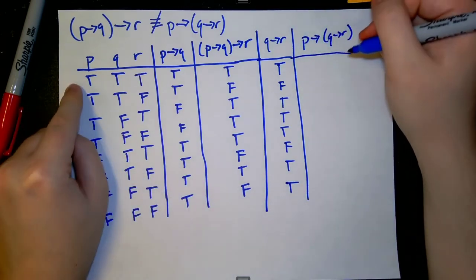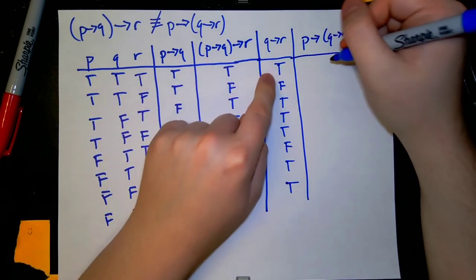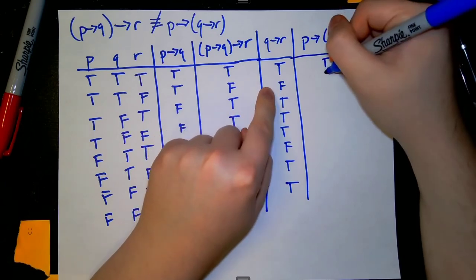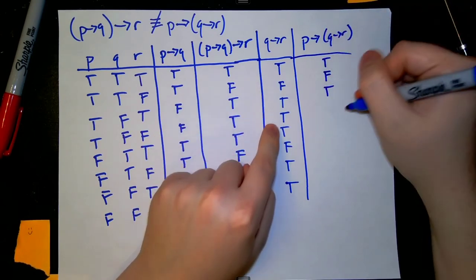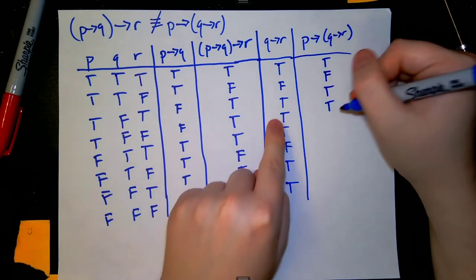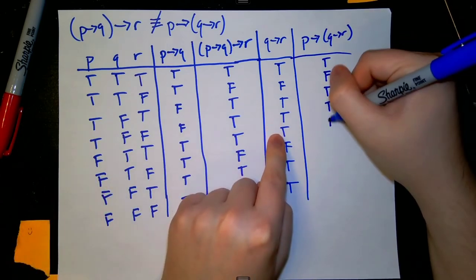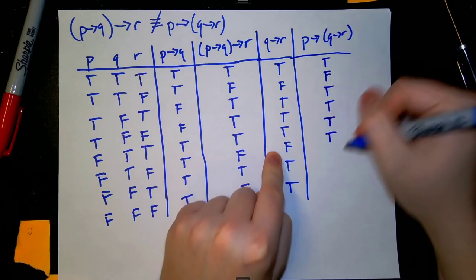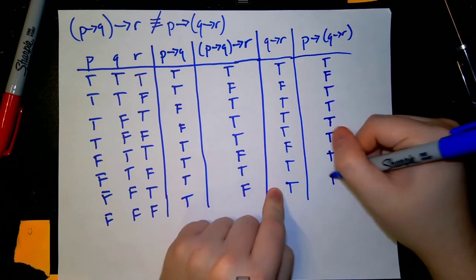For the first four, we have P is true, so that will be if true then true is true, if true then false is false, if true then true is true, if true then true is true. Now we have all falses here, which means that all of these are going to be true.